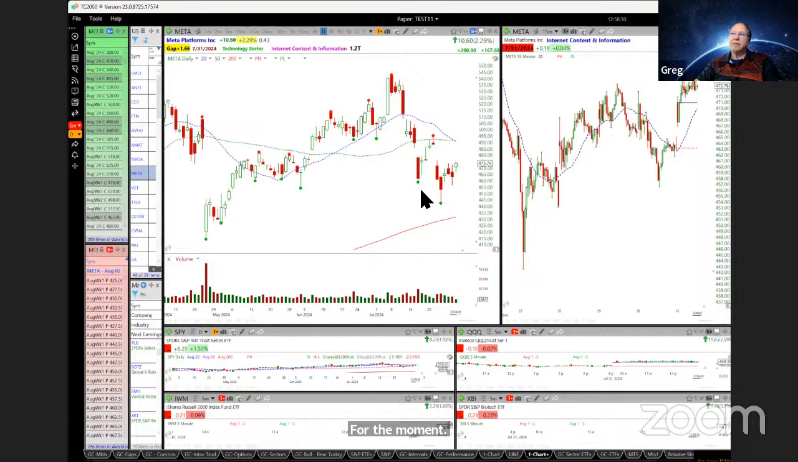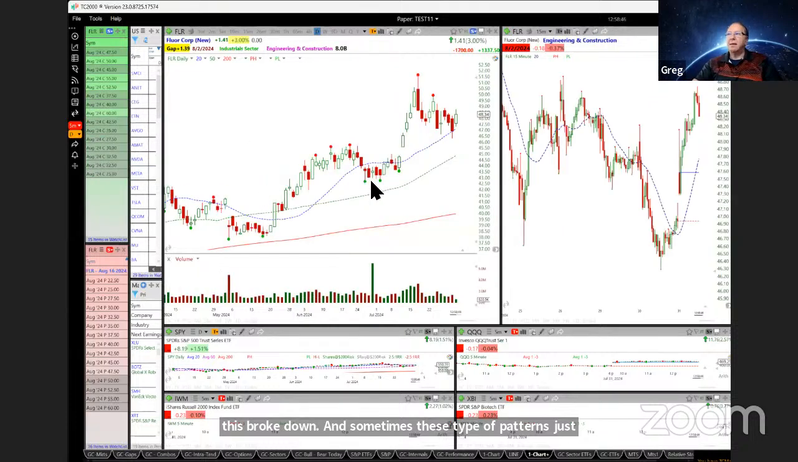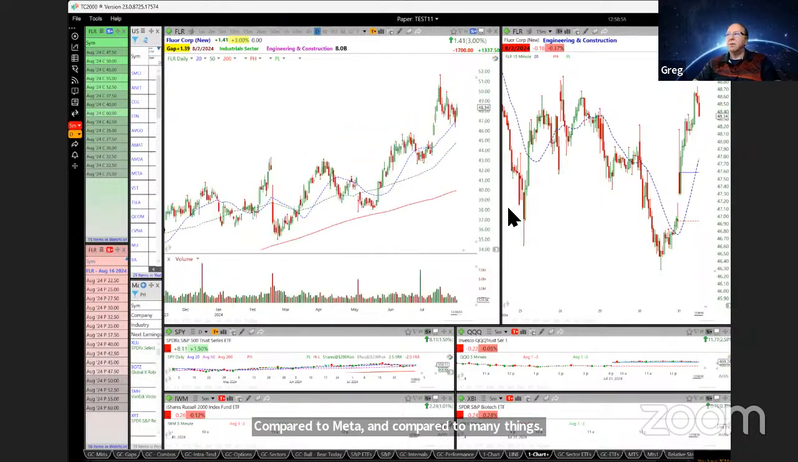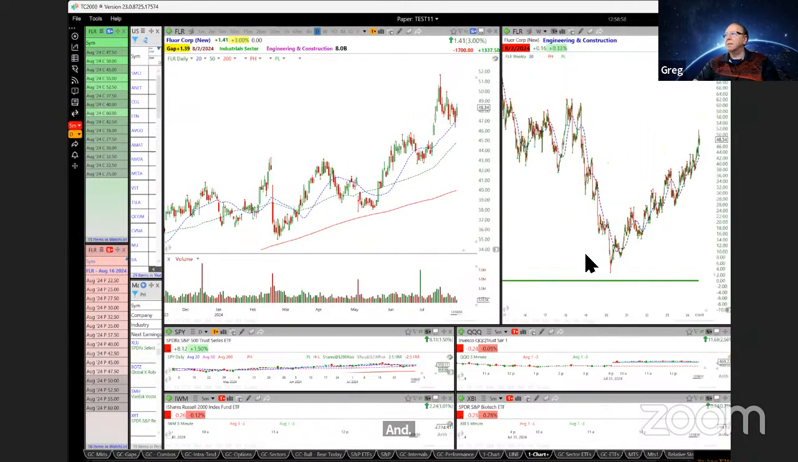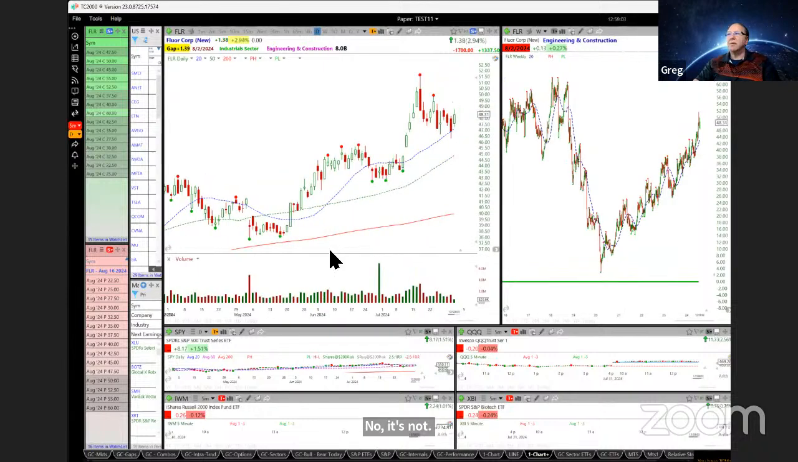So we're objectively looking at what is, and you might say, I'm not interested in that as a swing trade, Greg, because this broke down, and sometimes these types of patterns just disappoint, versus something like Lure that we looked at, which has shown relative strength compared to Meta and compared to many things, and maybe near all-time highs. No, it's not, but it's got room before it gets to the next resistance area.